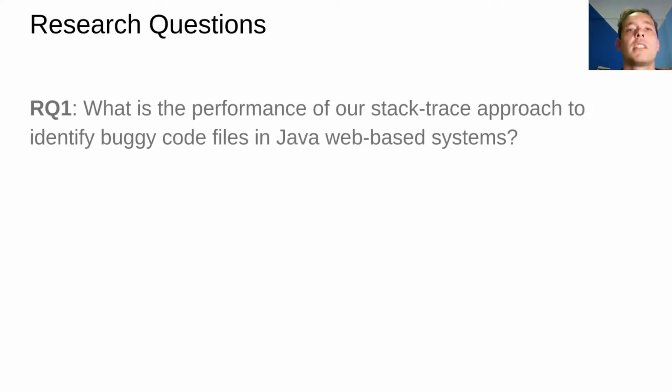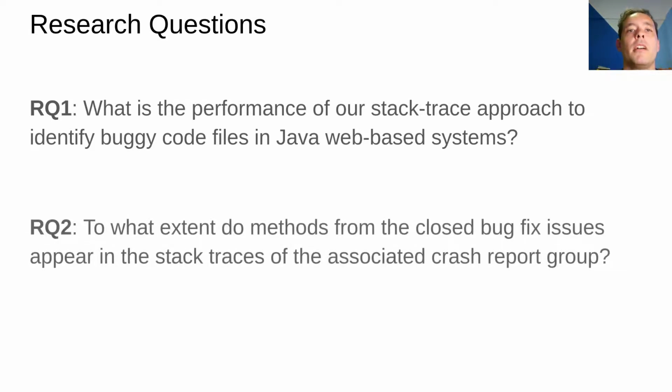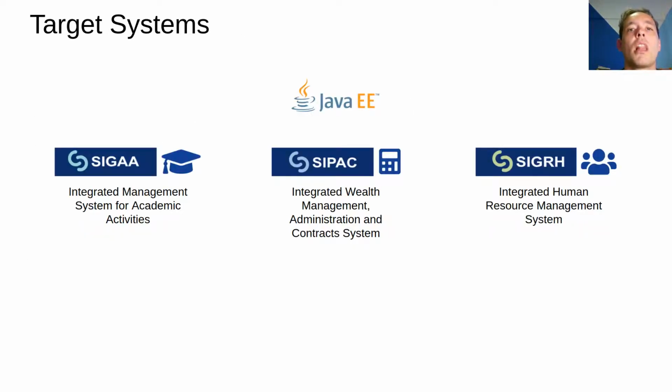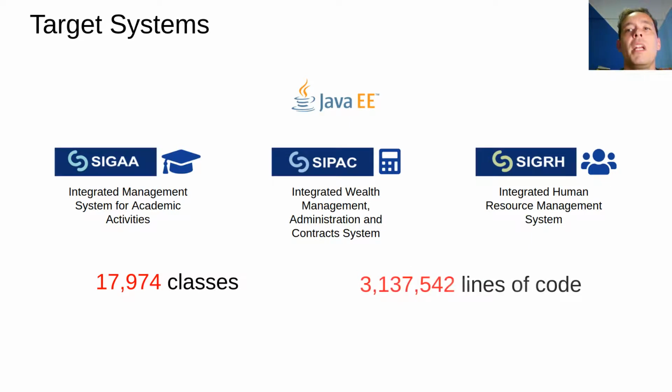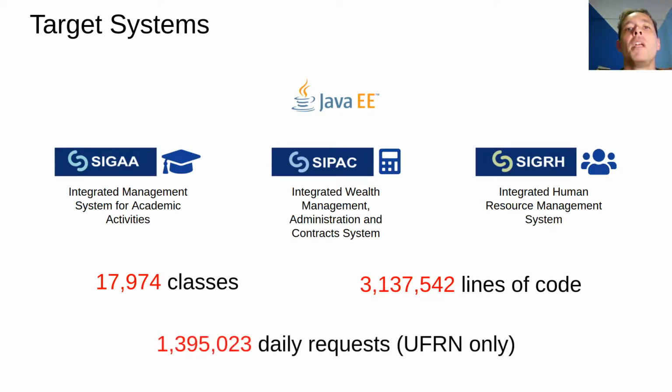We conducted a study to answer 2 research questions. What is the performance of our stack trace approach to identify bug code files in Java web-based systems? To what extent do methods from the closed bug fix issues appear in the stack trace of the associated crash report group? We selected 3 large-scale web-based Java systems as the target systems of our study. They together have almost 18,000 classes, more than 3 million lines of code, and more than 1 million daily requests.